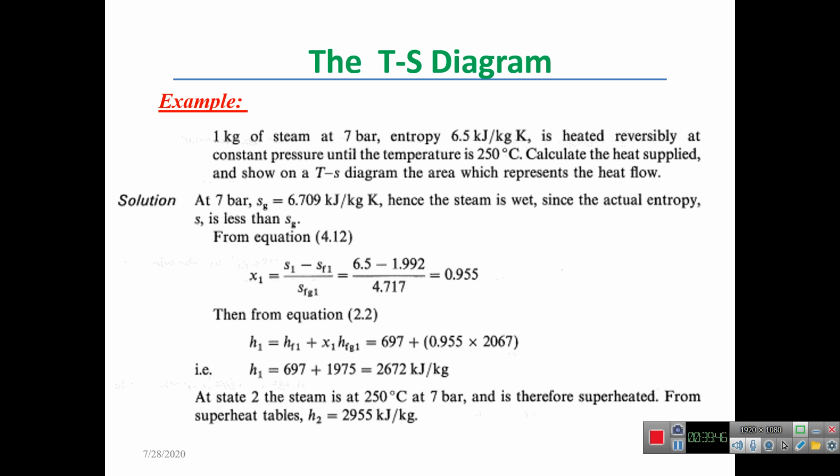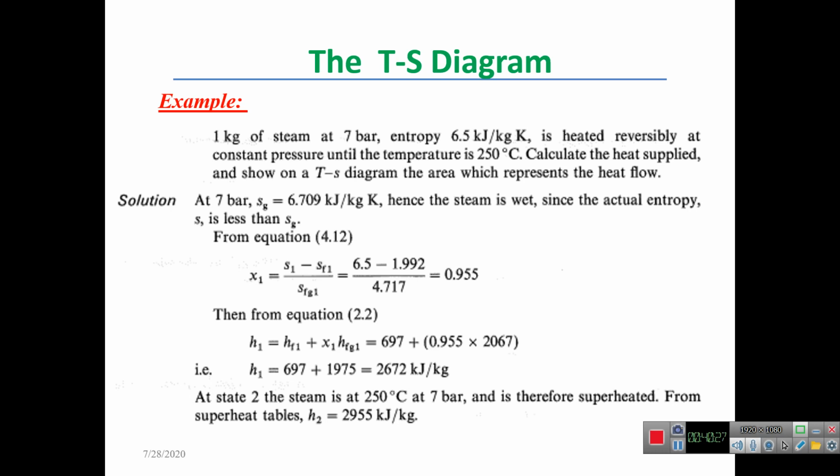Now, we are heating it at constant pressure until we reach a temperature of 250, starting from a particular temperature corresponding to a pressure of 7 bar and an entropy of 6.5 kilojoule per kilogram Kelvin. It is required to calculate the heat supplied, since it is heating, and show on a T-S diagram the area which represents the heat flow.